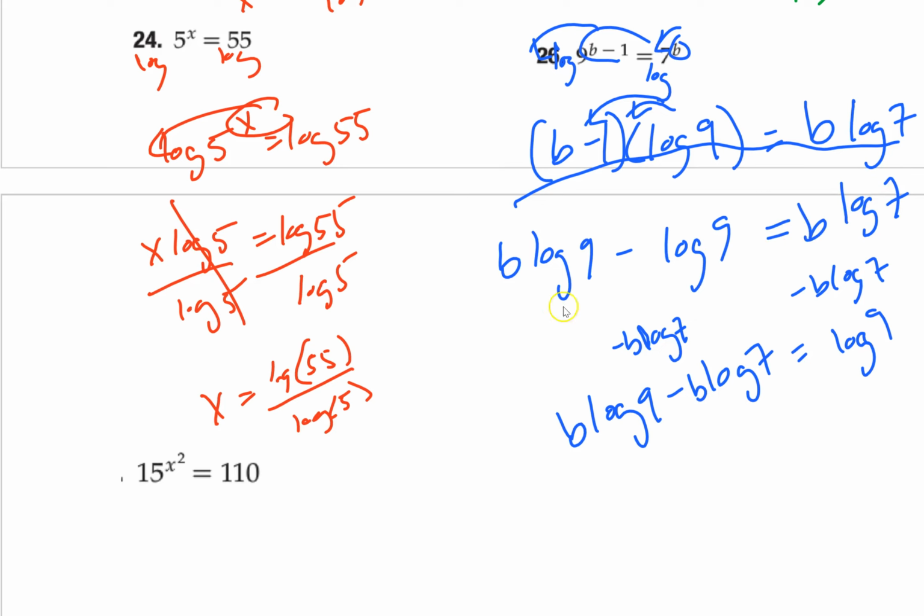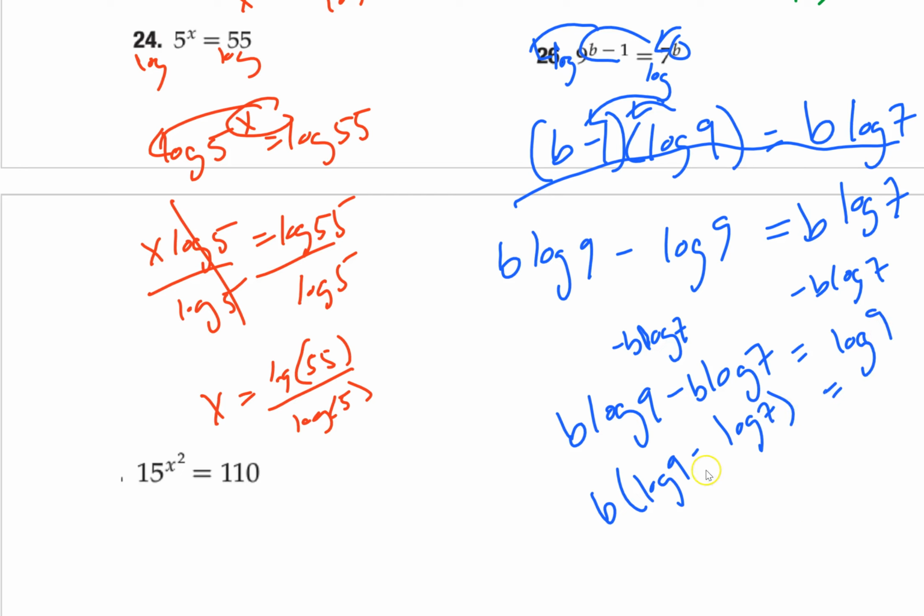Now, how do you solve for b when there are two b's? The same thing we always do. You get them on the same side. So let's move the b's to the same side. Move that over there. So we have this. That's where we're at right now. So I have two b's. How do I do this? You factor out a b. Equals log 9. And then we just divide by this.